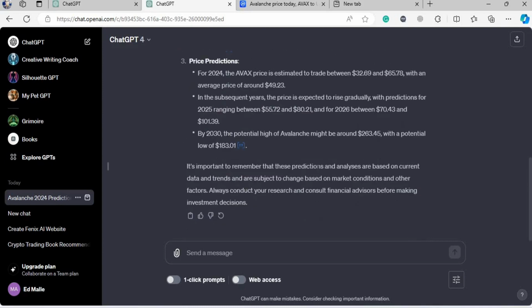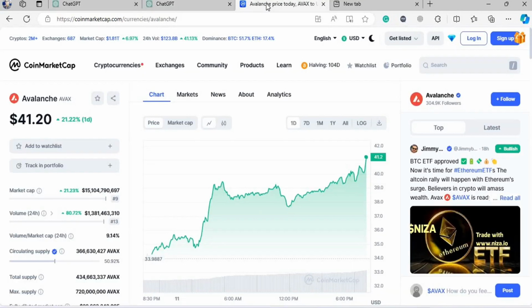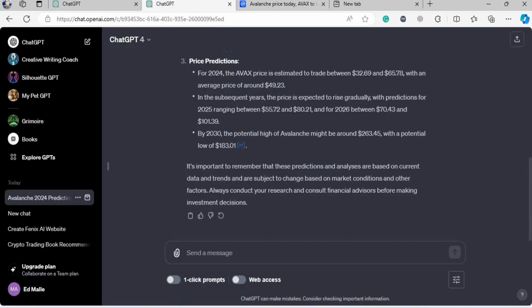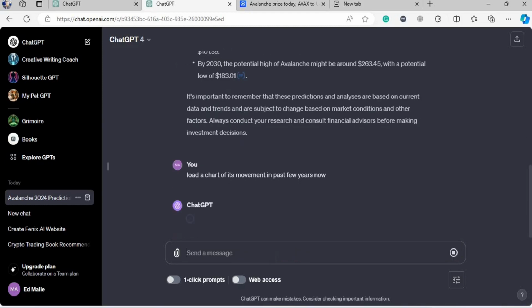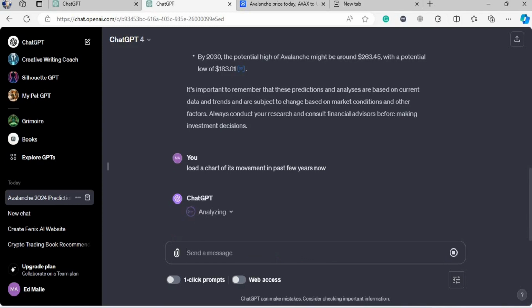You can actually put in the name of a crypto or stock even, and you can get the most out of this thing. Actually, what you can do is load a chart of its movement in the past few years. So I have prompted it to load a chart to see its movement. If it does, fine. If it doesn't, we'll be happy with that. But probably ChatGPT is listening to us and it is loading a chart for us.